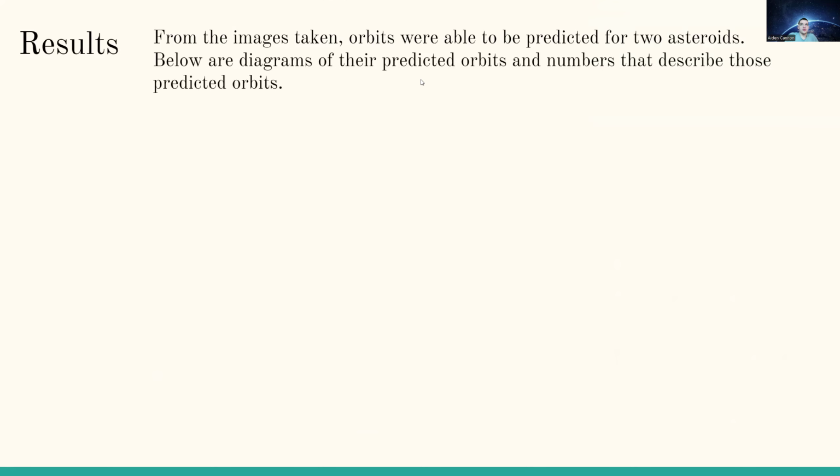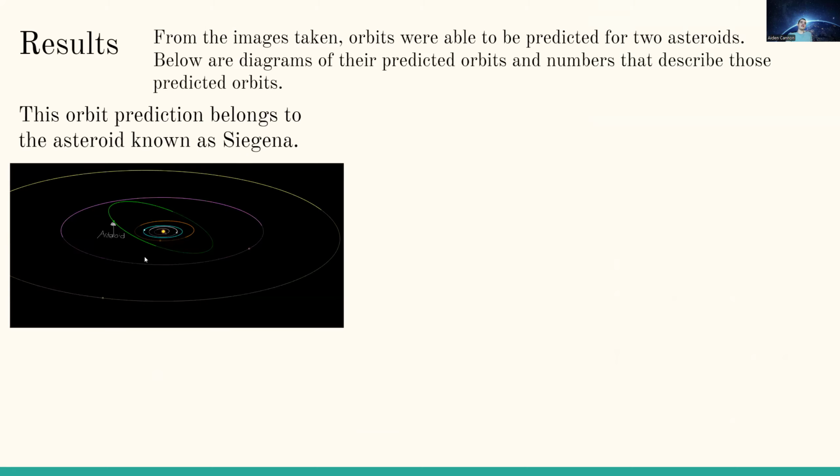We predicted the orbits for 2 asteroids, and below we have diagrams of the predicted orbits and numbers that describe those predicted orbits. This diagram belongs to the predicted orbit of the asteroid known as Ziegina.